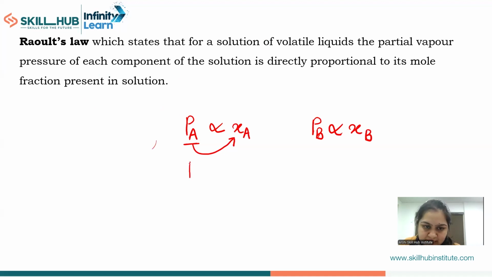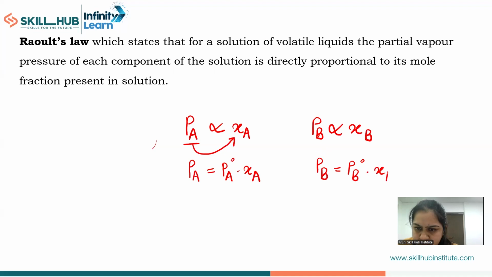Now if we remove the proportionality sign, the partial vapor pressure of A will be equal to the product of the pure vapor pressure of A into its mole fraction, and for B, the partial vapor pressure of B will be equal to the vapor pressure of B in its pure liquid state into the mole fraction of B. Now, what do I mean by PA naught and PB naught?